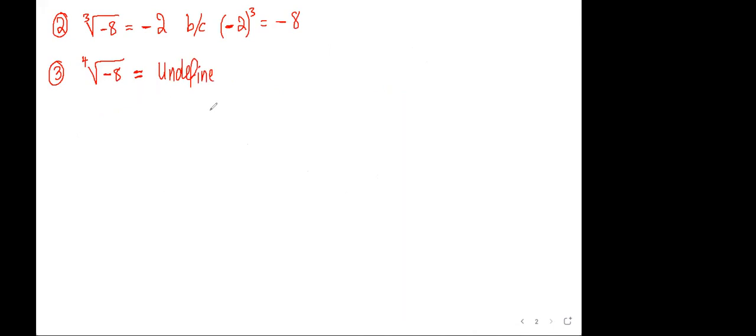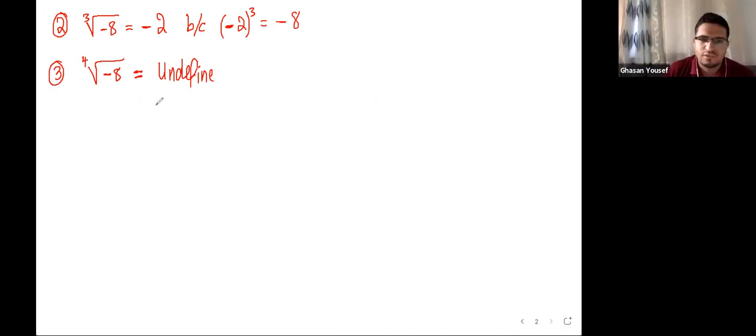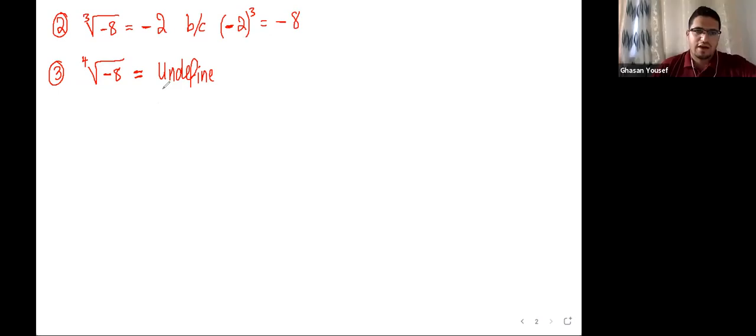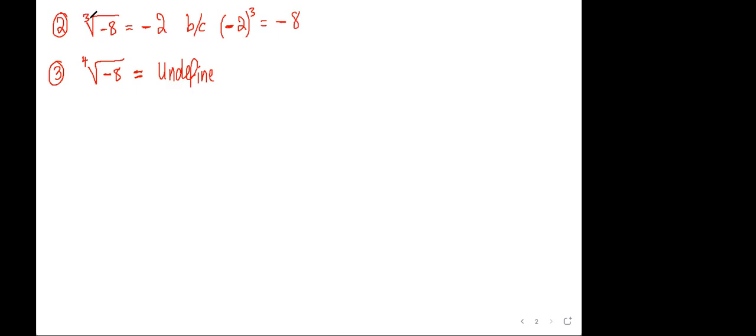So if our root is even, but the number in the root is negative, it will always be undefined. If it's even and inside is negative, always undefined. No answer. All right, thank you. No problem. So you have to be careful with the nth root. If it's even, inside must be positive.